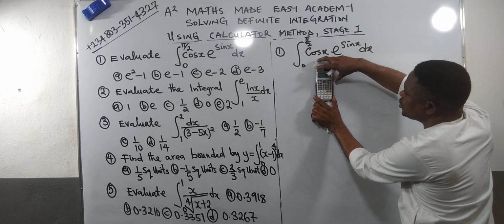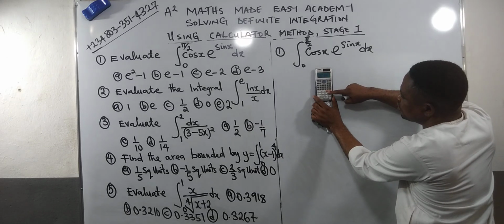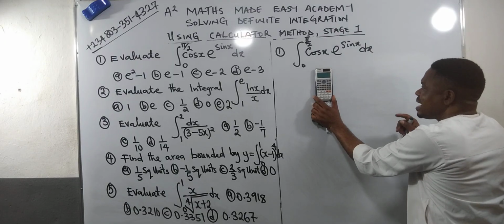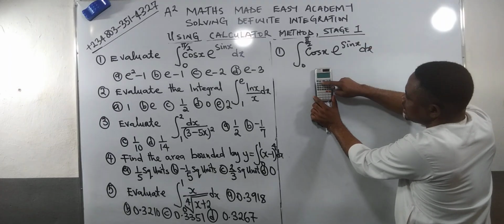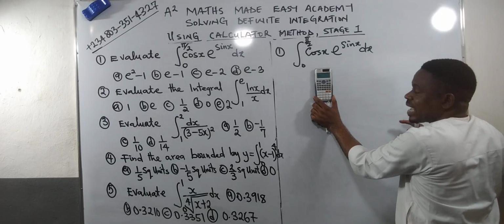The first thing we are going to do is to punch shift and mode. The next is 4, which means this thing is now in radian. Then after that, can we progress? Punch the integration symbol. This is the integration symbol. I have done it. Then the next thing is cos x.